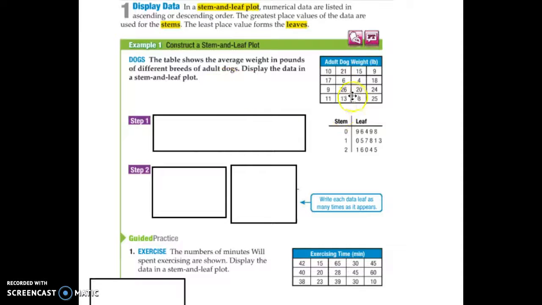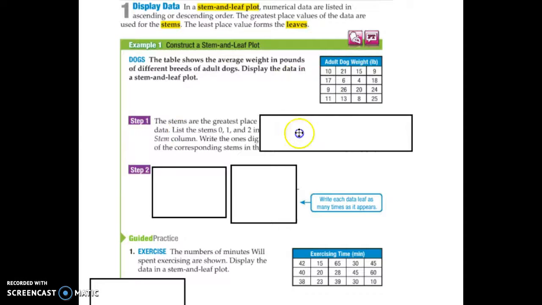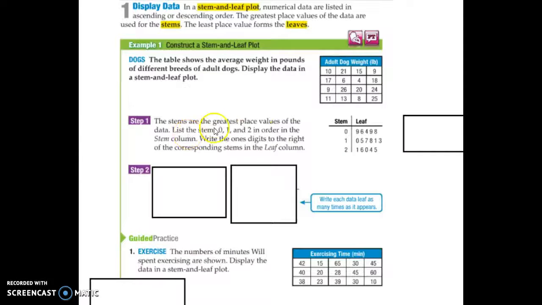Alright, so here's example 1. We have the adult dog weight in pounds of, looks like 16 dogs here, and I look at the data, and here's how I make a stem and leaf plot. Let's look at step 1. The stems are the greatest value, so I look at what is the greatest value for my stem. I see some single digits, so that means 0 is in my 10 spot. The largest one I see, I think, is a 2, in the 20s. So for my stems, I'm going to go 0, 1, and 2, because 0 is my smallest, 2 is my largest.